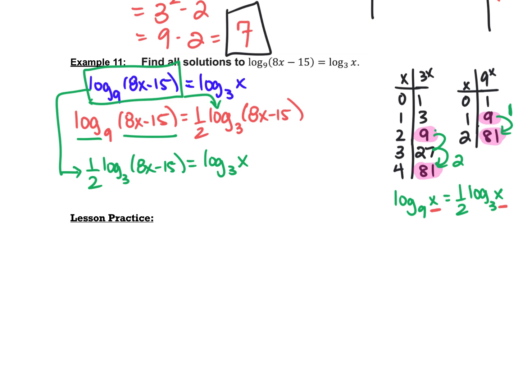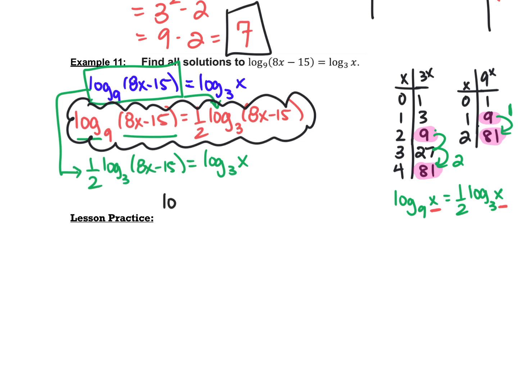So I took my original equation and I just replaced that log 9. My log 9 is half of a log 3 that matches it. I just did some substitution. This step tells me what's equal to what so that I could do some replacement. Now I've got a log equal to a log. As long as I don't have that 1/2 in the front, the inside stuffs are equal. What can I do with that 1/2 for that logarithm? I can make it an exponent. So this would be log base 3 of 8x minus 15 to the 1/2 equals log base 3 of x.